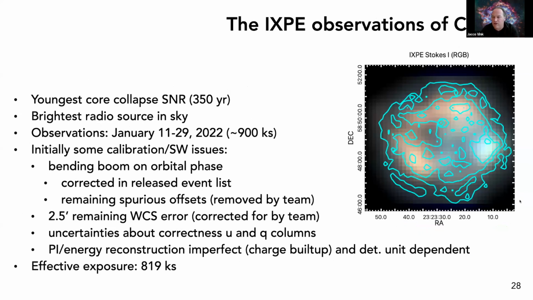So the first observation was Cas A, which was quite exciting, but also a little bit scary because it was only 2 months or less than a month after the launch. There were still many calibration issues that we had to deal with. For instance, the images were not aligned. We had to do that manually. There were some other errors in there. The PI energy reconstruction was not very perfect, so we didn't do any spectral analysis. We totally relied on imaging as a whole. The effective exposure time was around 800 kiloseconds.